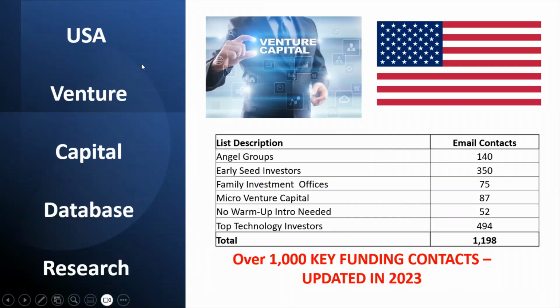So here's a quick view of the video. It's a USA venture capital database research. And for this particular client, we are looking at angel groups, of which we have 140 email contacts, early seed investors, 350, family investment offices, 75, micro venture capital, 87, and a database of contacts that do not need any warm-up. So basically, they will look at your pitch deck without having any affiliation, 52 of them, and top technology investors. So I have just close to 1,200 contacts that we're going to use for this particular client.